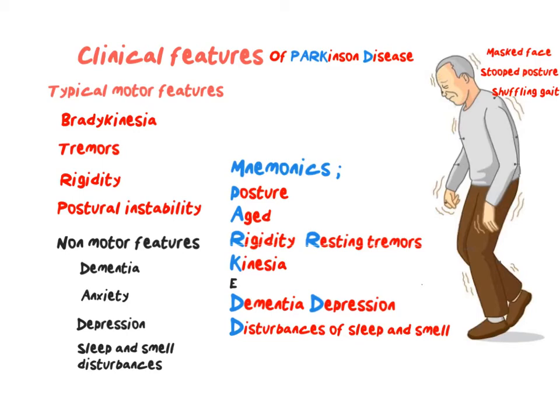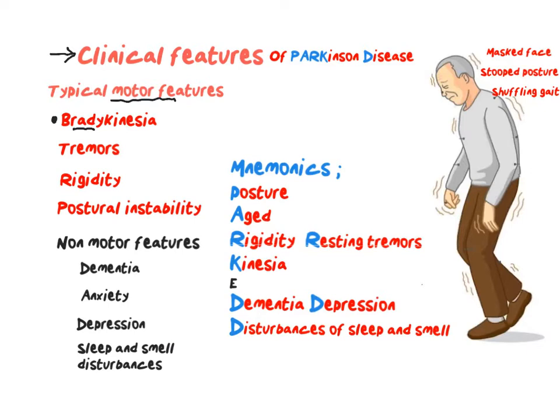Now we have the clinical features of Parkinson disease. In Parkinson disease, you have the motor features, the typical motor features, and the non-motor features. The first feature, that is the bradykinesia.